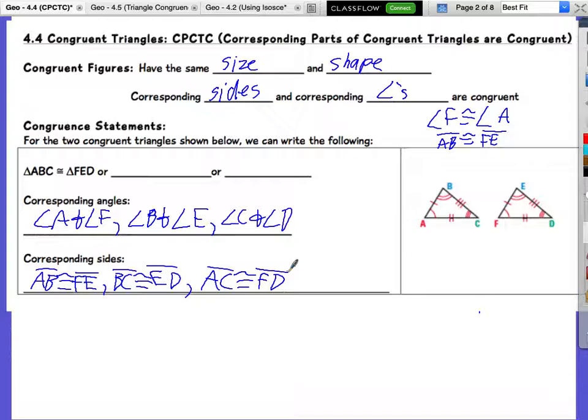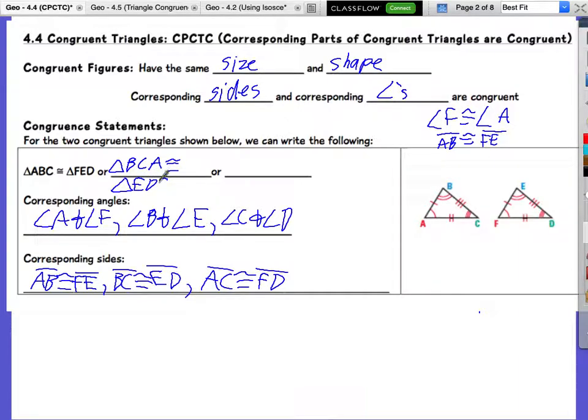So if I put this congruent statement, if I put triangle, if instead of calling this ABC, I call it BCA, what do I have to call my next triangle? EDF.